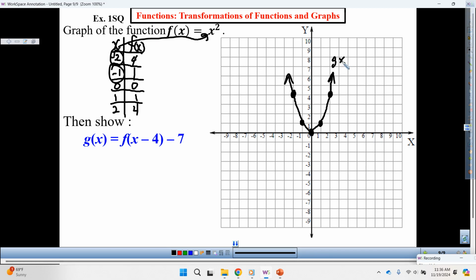Label that g of x. All right, next. Oh, f of x, my bad. I did that to see if you guys were paying attention. F of x.